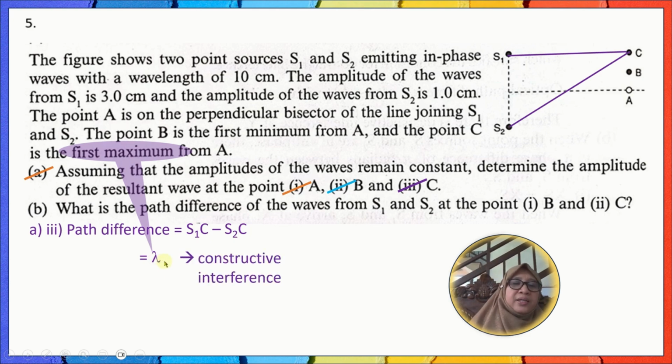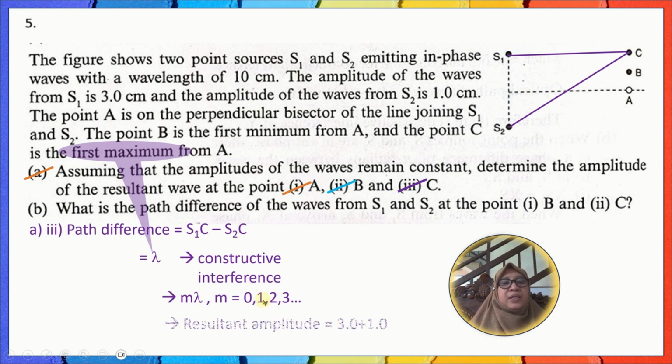So m equals 1, that is 1 lambda. What happens there is constructive interference, and the order m is 1. If it is constructive interference, the amplitude is 3 plus 1, which equals 4 centimeters. Now we do the next question.